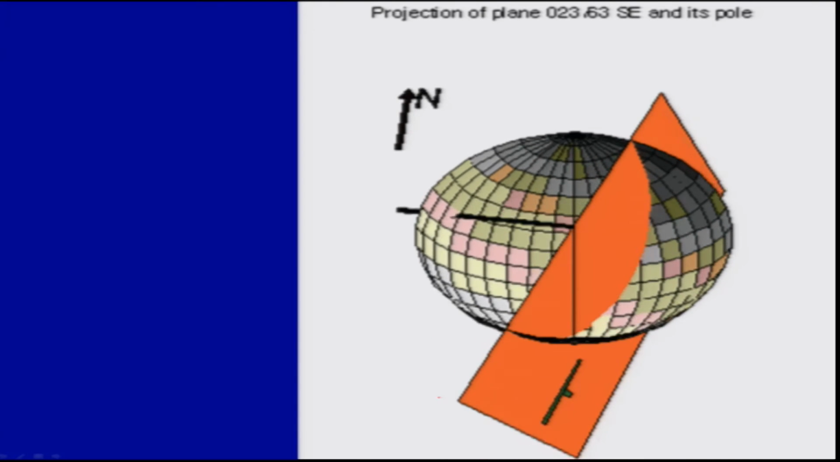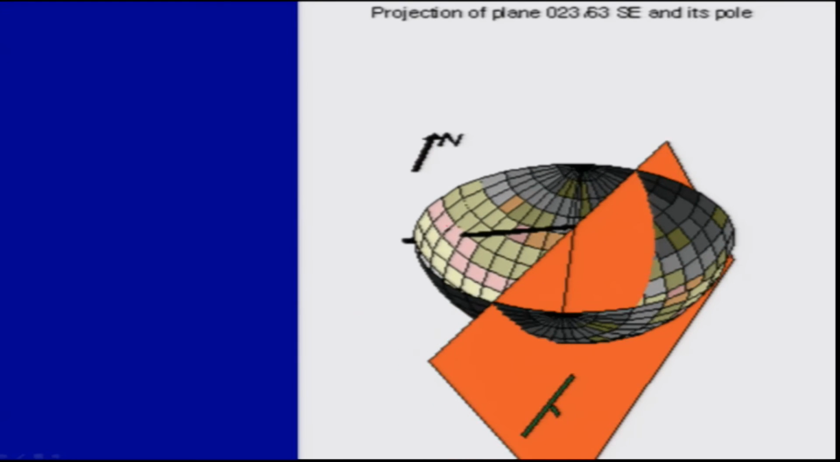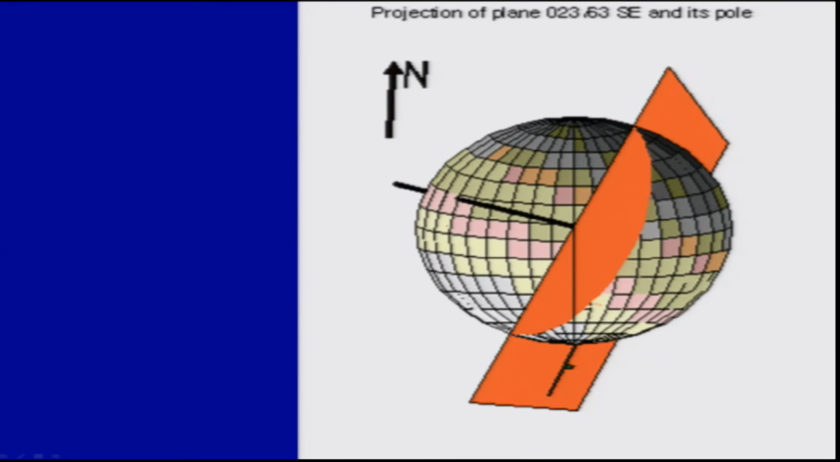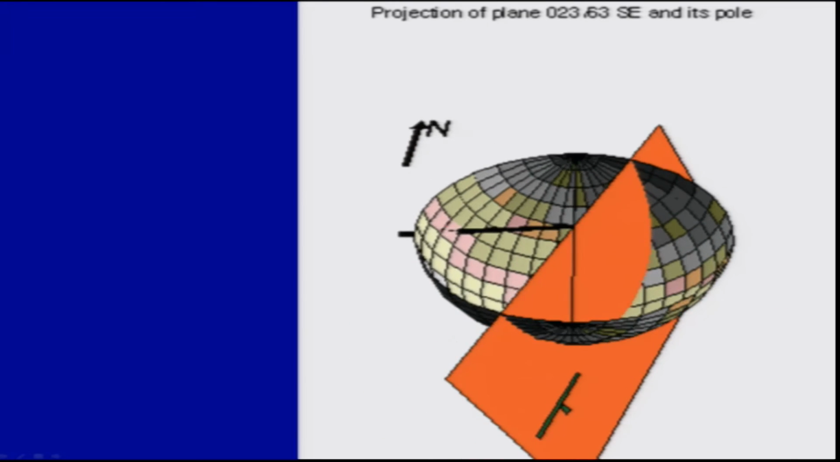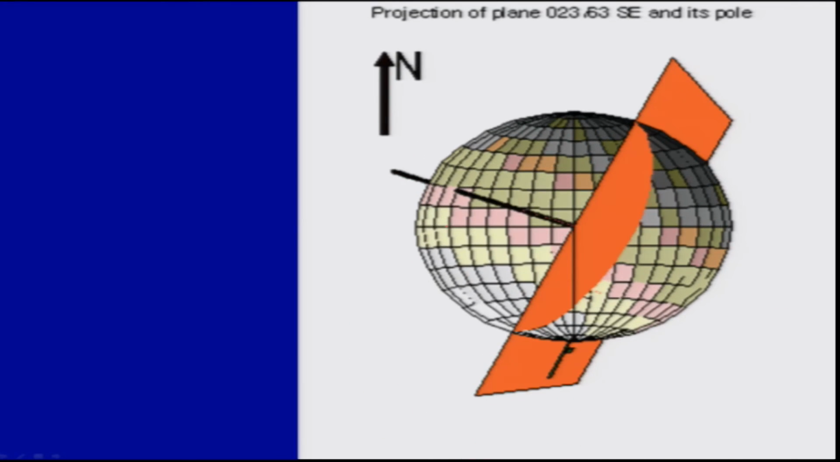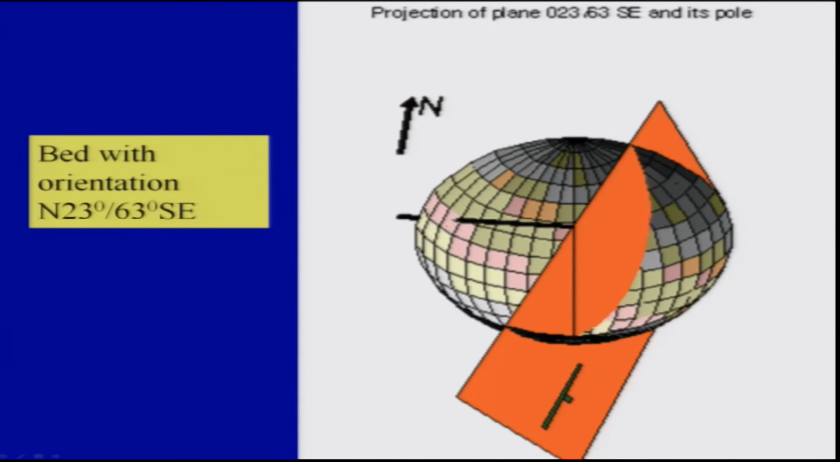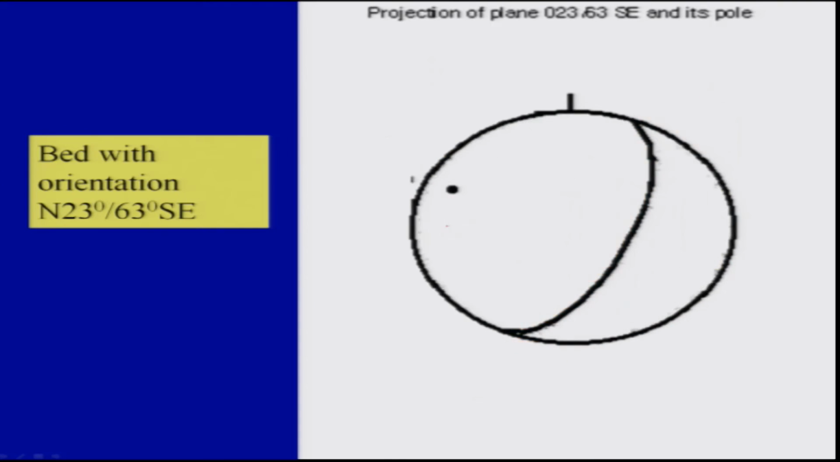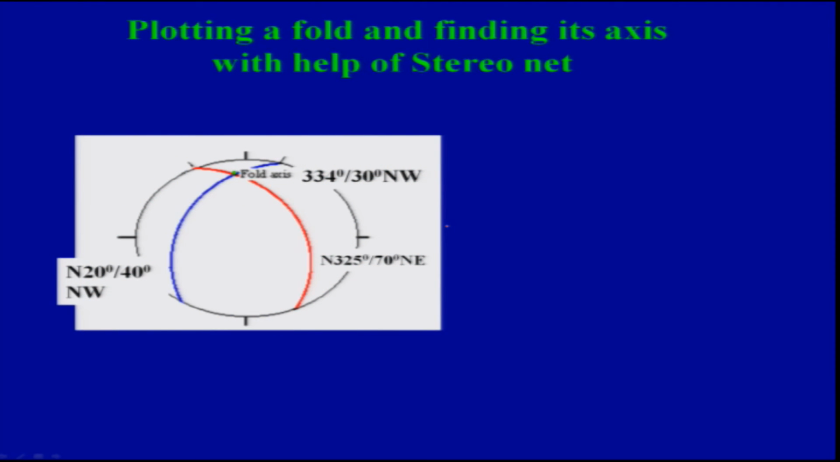You have the inclined plane here, and from that point you take 90 degrees, and then you put that pole here. So that point, the pole, represents the complete data of strike and dip. The next part we will see is how, if you have two beds, you plot those. For example, we have a fold, and two beds having attitudes, that is, strike and dip.